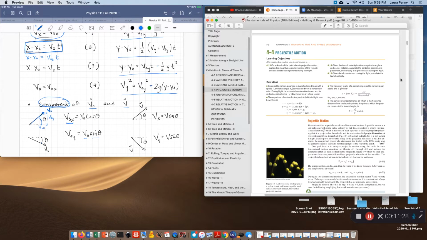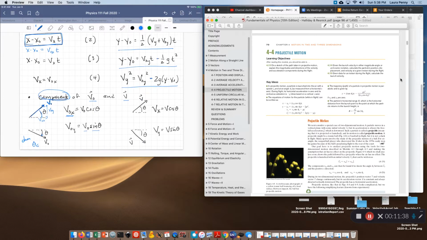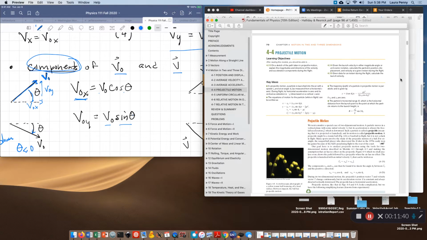Or you could have an angle that moves down, in which case this angle would be negative. This would be a negative angle down here. It's moving clockwise to get to that angle. You could put a negative angle into this cosine and sine, and you would get out the correct v naught x and v naught y. So this is just going back to chapter 3, how to take a vector and split it into its components.